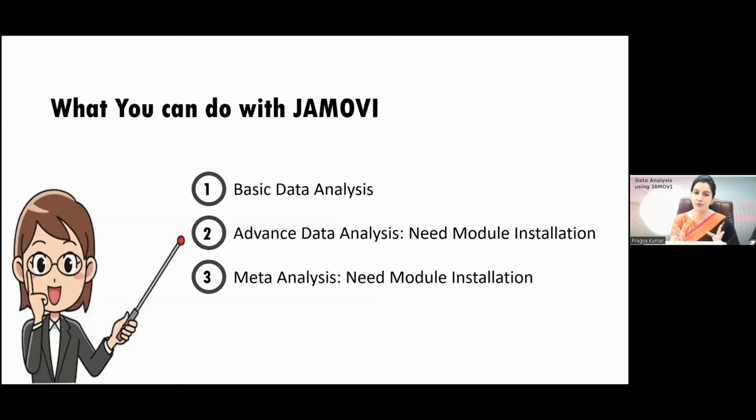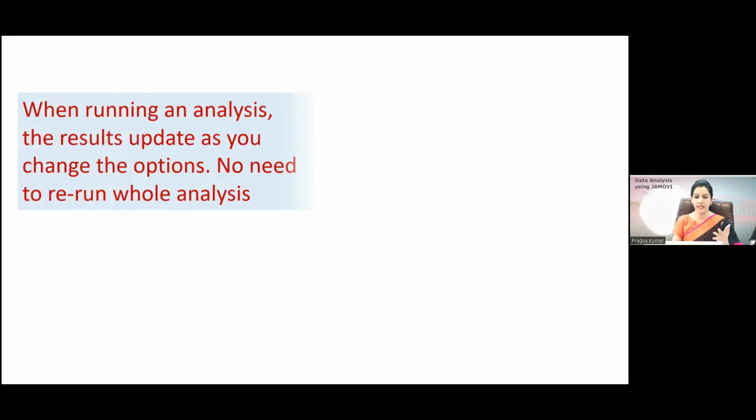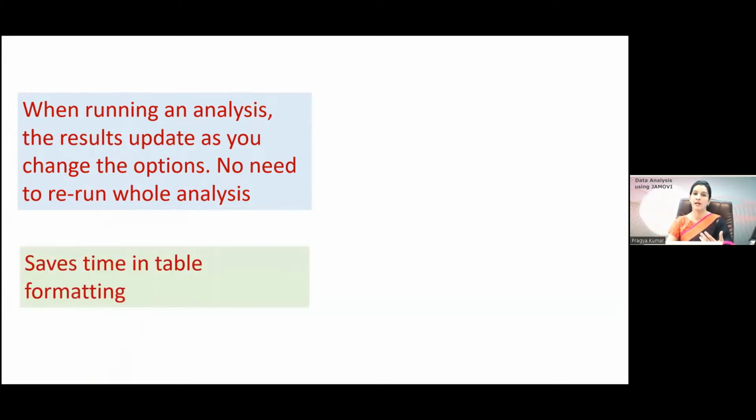So we are planning one workshop, maybe after a month or two, on this meta-analysis, that too on Jamovi. And then when you run an analysis, you update the result. In this case, we will see the interface. It is very dynamic in nature, and if you save that, you don't need to rerun the whole analysis. It saves time in table formatting, because most of the time it is the APA style table, that is the American Psychological Association table, which is required in the manuscript. And this Jamovi gives the output in the same format.